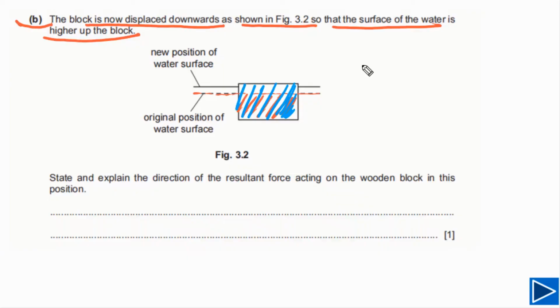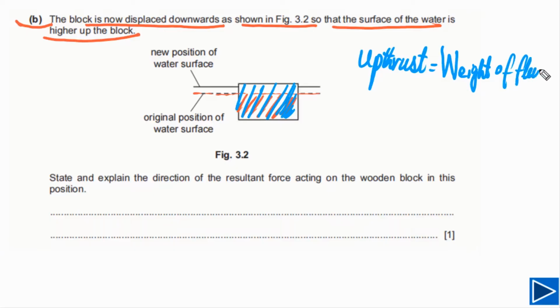So it simply means that upthrust in this case will increase, because upthrust is equal to the weight of fluid displaced. Now the block is displacing more fluid. As the block is displacing more fluid, it means upthrust on the block will increase. So this is the first piece of information we can get from this given information.